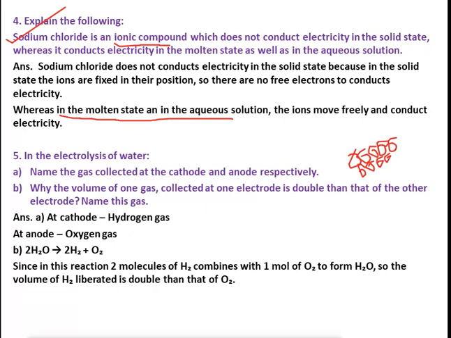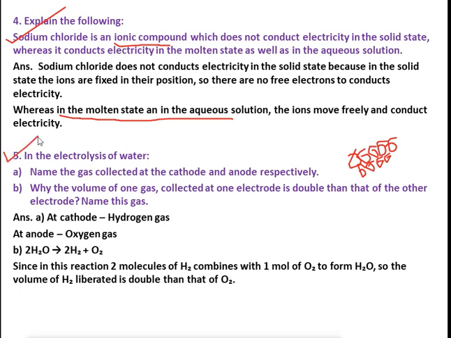So the simple answer is that an ionic compound will not conduct electricity in the solid state, because in the solid state the ions are fixed at their position. They don't have any free electrons, so electricity can't be conducted over there. But in the molten state, the ions can move freely from one place to another place and they conduct electricity. Now let's move to question number 5.